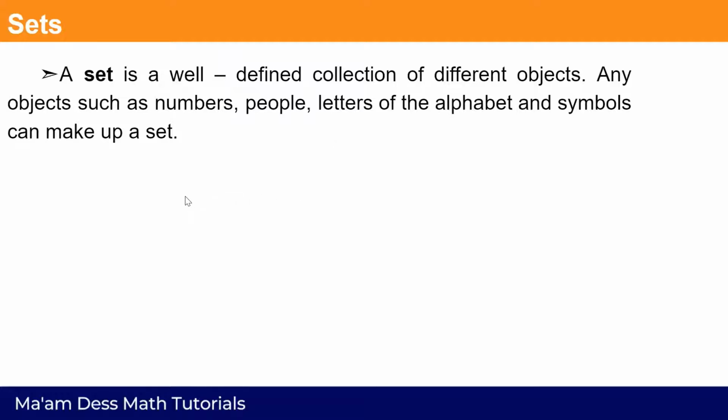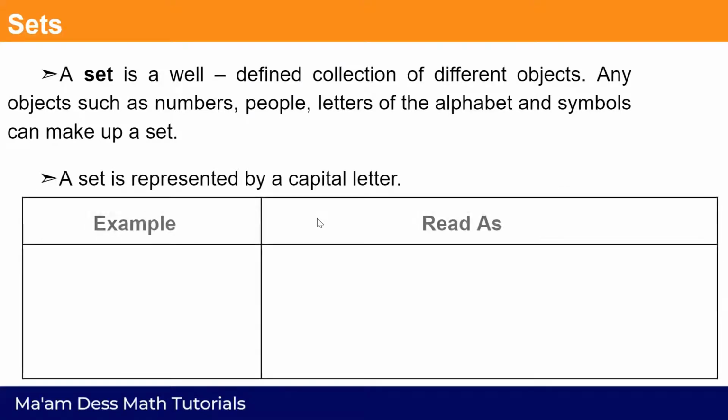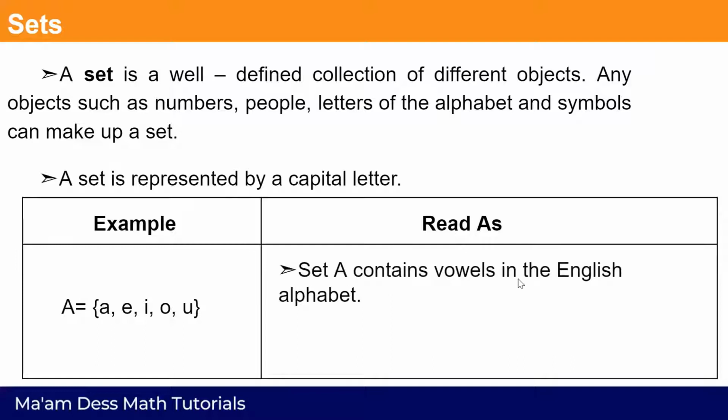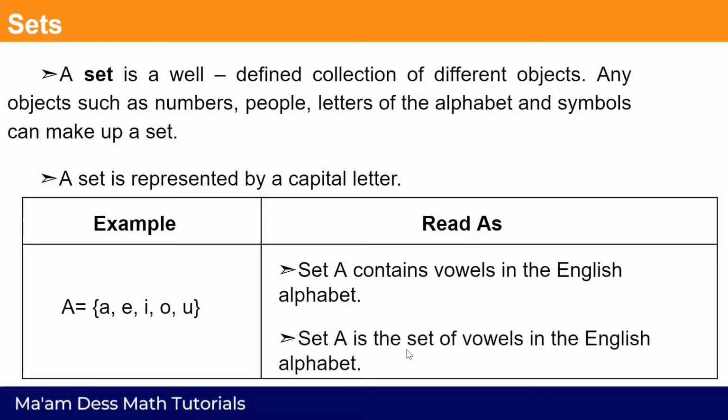Next, a set is represented by a capital letter. Let us have an example. Example of set A. It reads as set A contains vowels in the English alphabet. So, we have A, E, I, O, U. These are the elements of A. Again, it reads as set A contains vowels in the English alphabet. Next, set A is the set of vowels in the English alphabet.